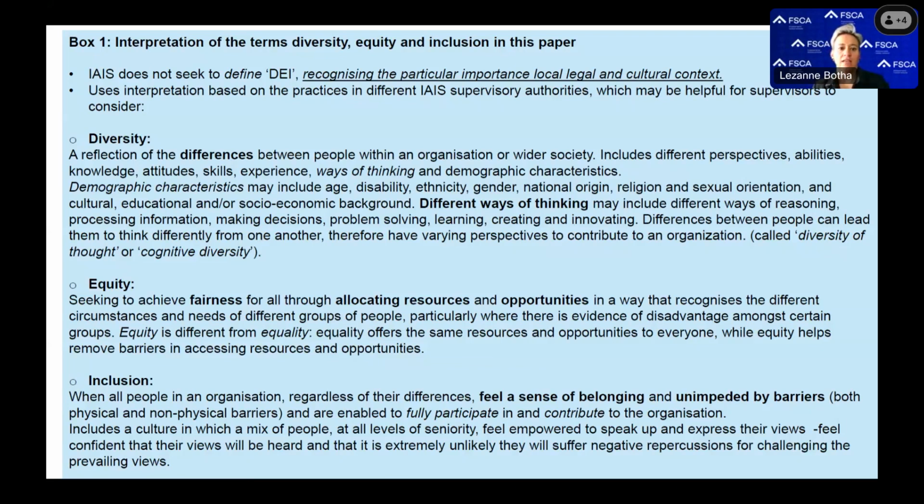Inclusion, in this context, refers to where all people in an organization, regardless of their differences, feel a sense of belonging and are unrestricted by physical or non-physical barriers and are enabled to fully participate and contribute to an organization. It also draws the links between feeling empowered to speak up and express views without any fear of negative consequences. Moving along to the next slide then.